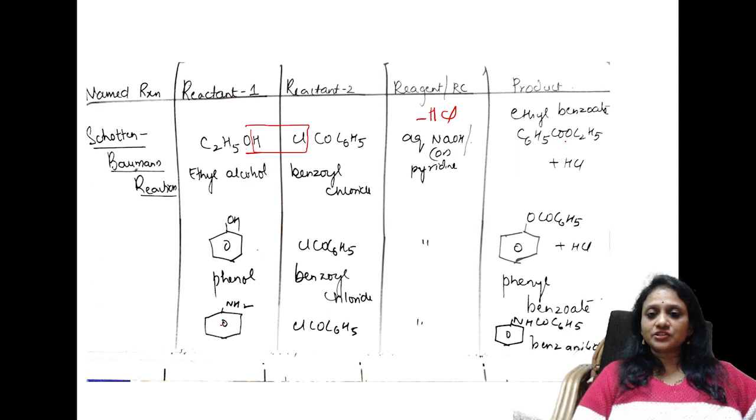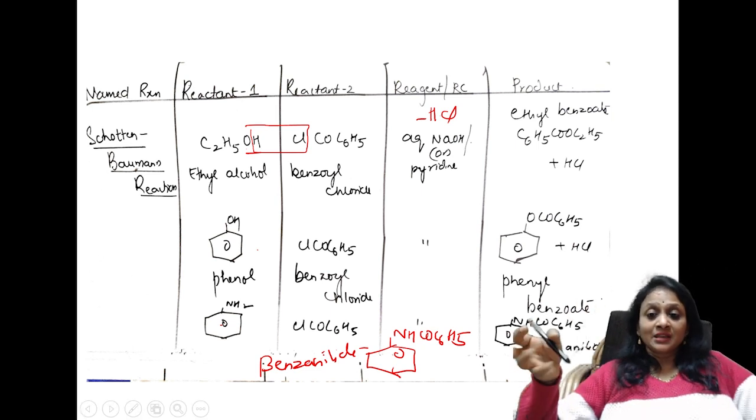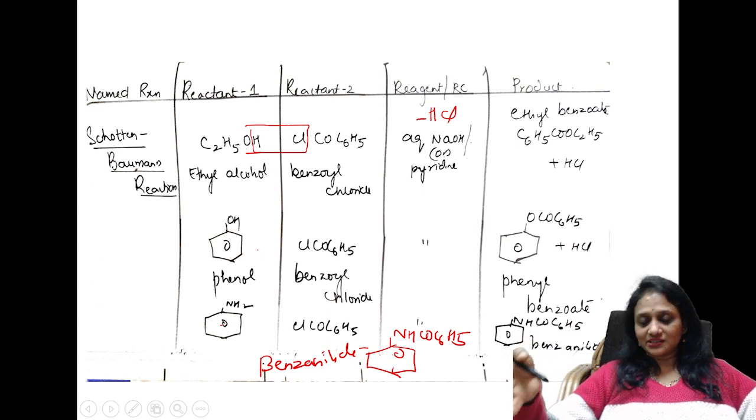Ethyl alcohol gets converted to ethyl benzoate, phenol gets converted to phenyl benzoate, aniline gets converted to benzanilide. Okay, so I'm covering that. I'll be writing it here. I'm sorry, because I have to teach. Maybe this gets covered. So this is the compound formed. This is nothing but benzanilide. So Schotten-Baumann reaction is used to convert alcohols, phenols, and amines to the respective benzoates, esters, and aniline to benzanilide.